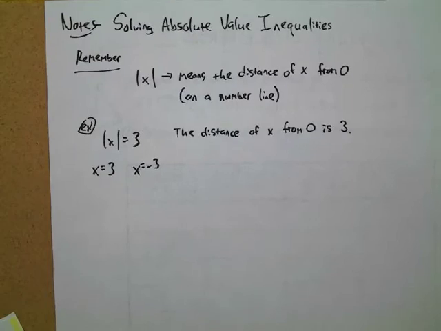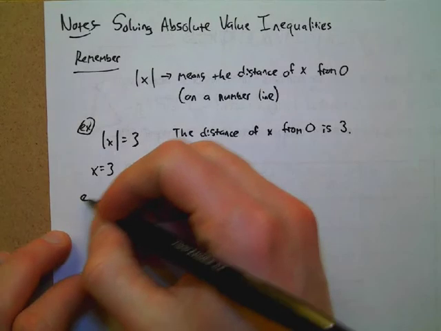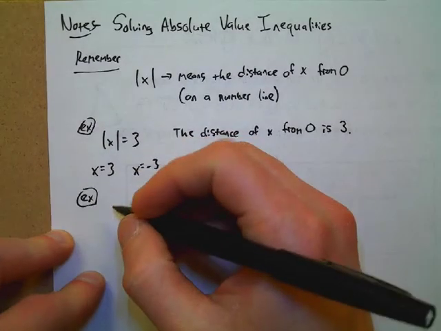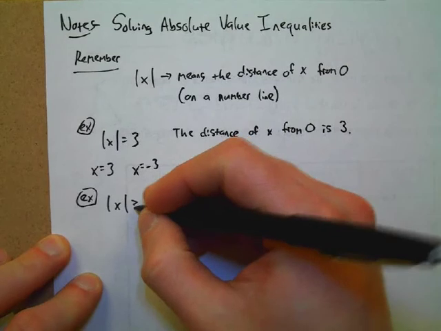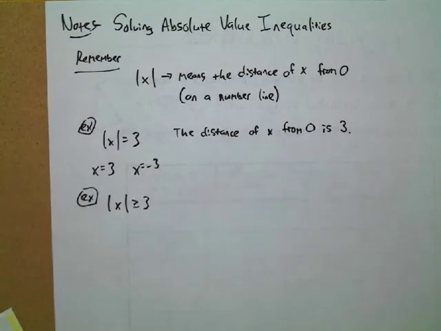Well, let's change it up just a little bit here, and let's now make it an inequality. What inequality symbol is this, by the way? It's greater than or equal to. Luke says greater than or equal to. We all agree with that? Okay. It is greater than or equal to.